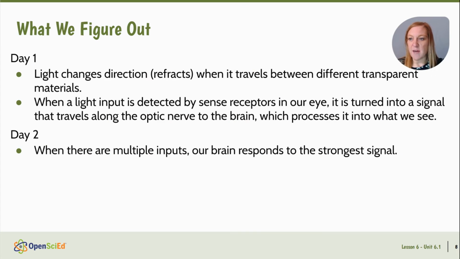What we figure out on day 1 is that light changes the directions or refracts when it travels between transparent materials, and that when a light input is detected by sense receptors in our eye, it's turned into a signal that travels along the optic nerve to our brain, and then our brain processes that signal into what we actually see. So we also figure out on day 2 that when there are multiple inputs, our brain is going to respond to the strongest signal.